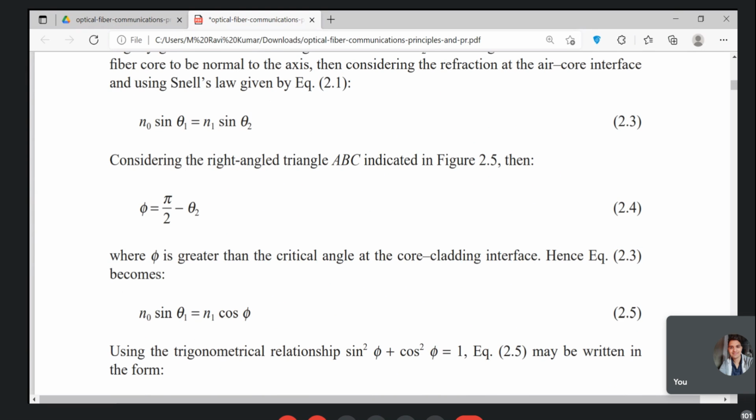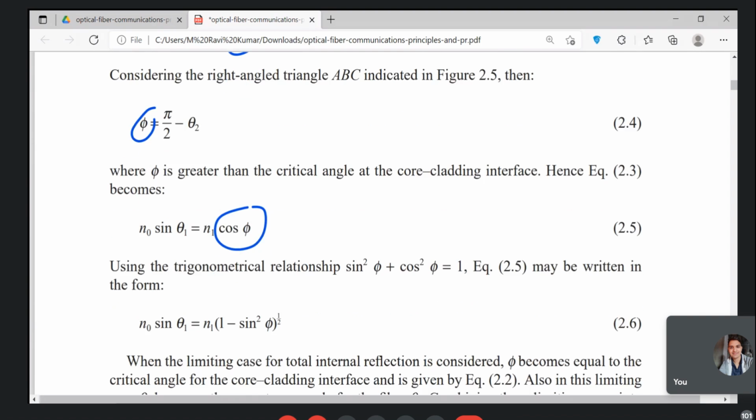And we have n0, so theta 2 here is replaced in terms of phi. Instead of theta 2, it becomes pi by 2 minus phi. And sine of pi by 2 minus phi becomes cos phi. Clear?